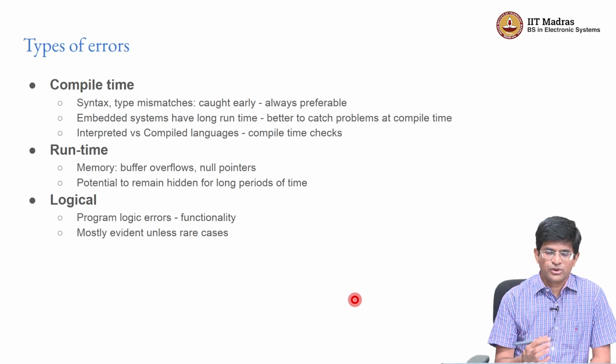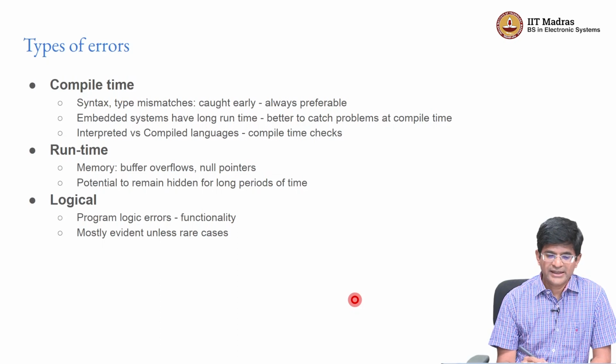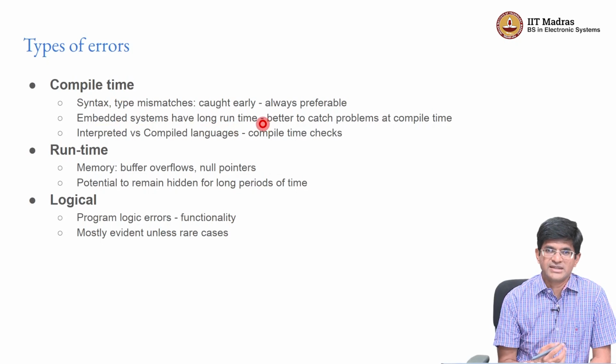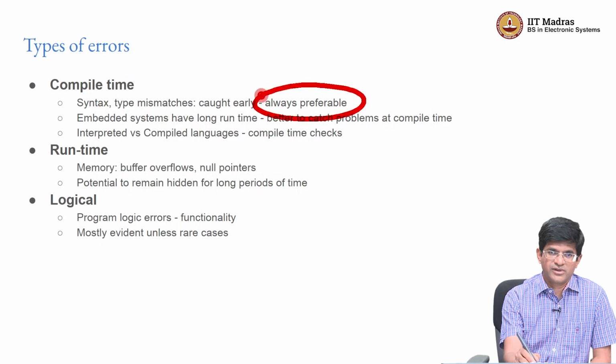You can broadly classify errors into three different types. Compile time errors are things like syntax errors and type mismatches. They are always preferable because you can catch them early, and especially in embedded systems, this is a key observation: they typically have a long runtime. You compile once, you put it onto the system, and then you forget about it. It's just running all the time. So the difference between the amount of time spent in compilation versus in actually running is huge in embedded systems, so if you can catch something at compilation time, it's always preferable.